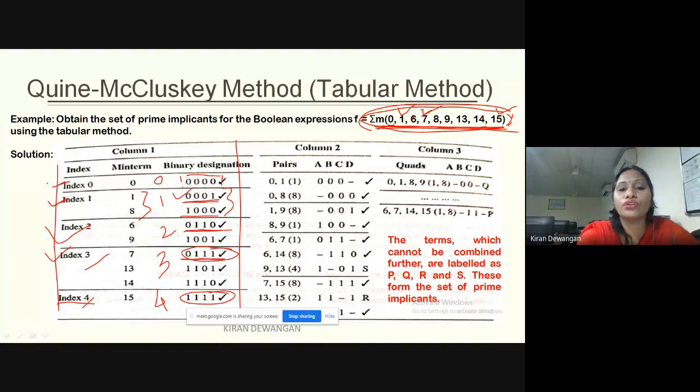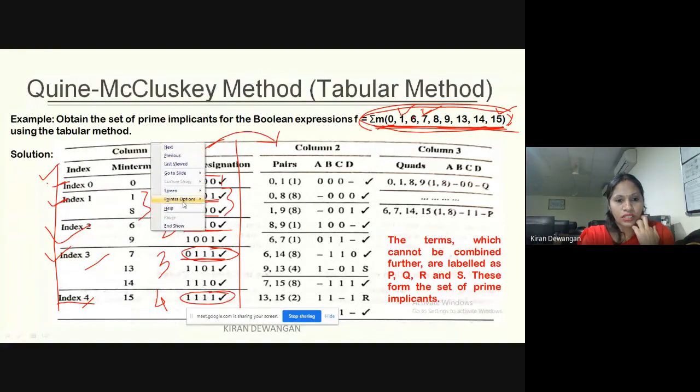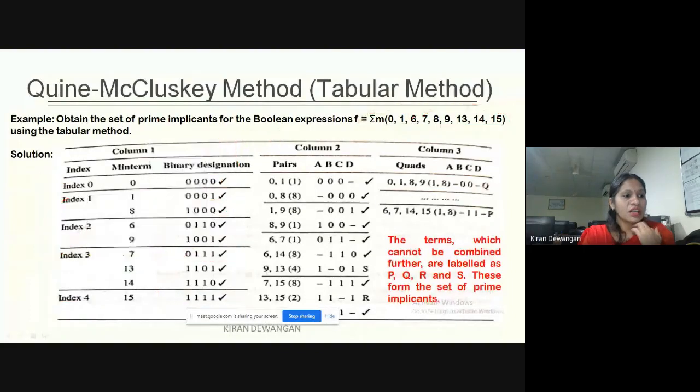Now moving on to the next column. In column 1, this part we have to do: we have to do the indexing, write the min terms in it and write its binary designation. Then we'll move on to the next column. Now in the next column, column 2, pairs and ABCD.